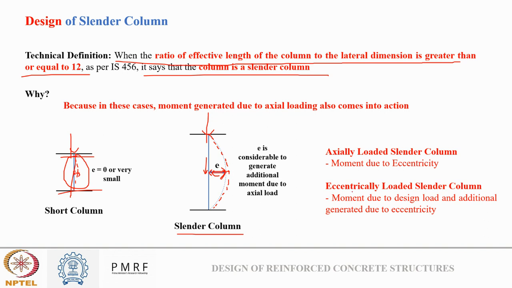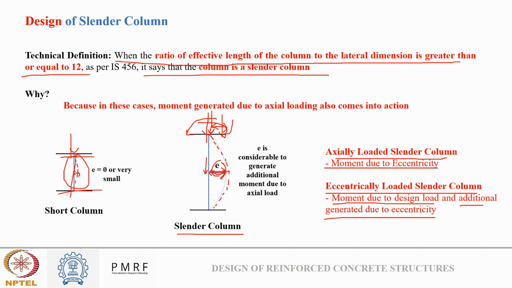So in slender columns we can have two cases: an axially loaded central column where the moment is due to this eccentricity, and an eccentrically loaded slender column where the moment is due to both the design load and the external moment acting, plus the additional moment generated due to the internal eccentricity. Don't be confused between the external and the internal eccentricity. Here the load is at the center, still there is some eccentricity, and there is one case where the load is not at the center, which generates some eccentricity, and there is also eccentricity internally due to the bending of the column. So there are two kinds of eccentricity when we talk about slender columns.